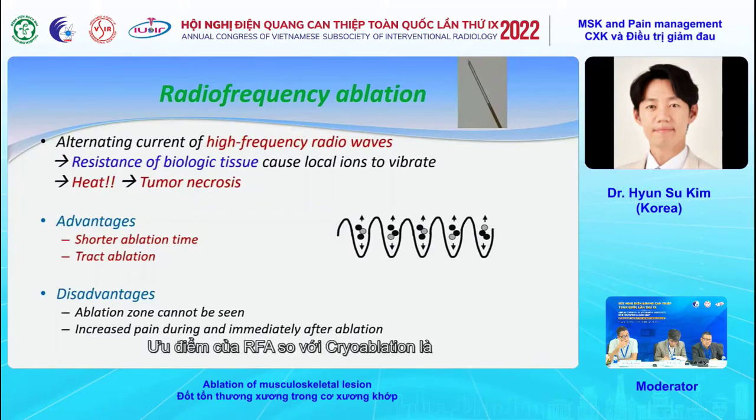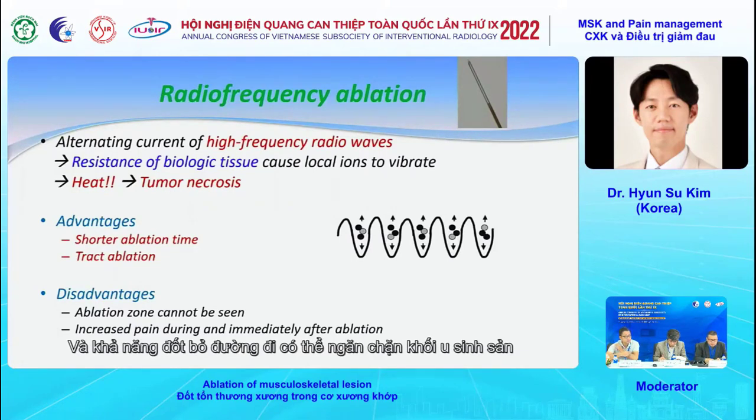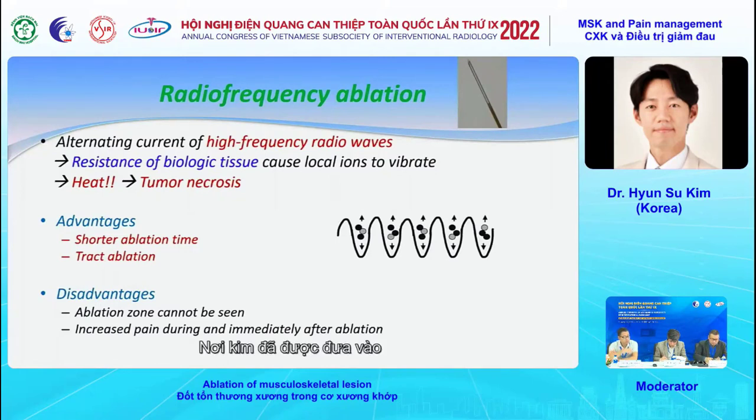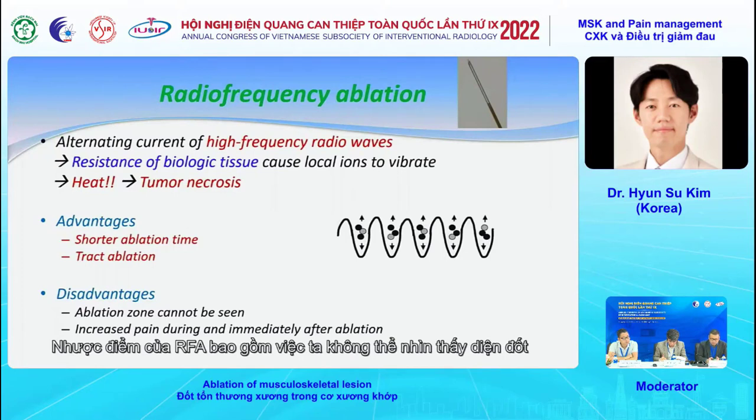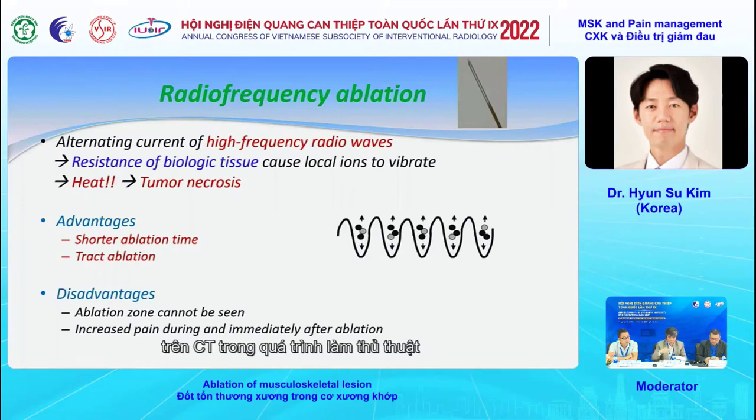Advantages of RFA over cryoablation are shorter ablation time and the ability to perform tract ablation, which can prevent tumor seeding along the tract where the needle has been inserted. Disadvantages of RFA include the fact that the ablation zone cannot be visualized on CT during the procedure, and greater pain during and immediately after ablation compared with those of cryoablation.